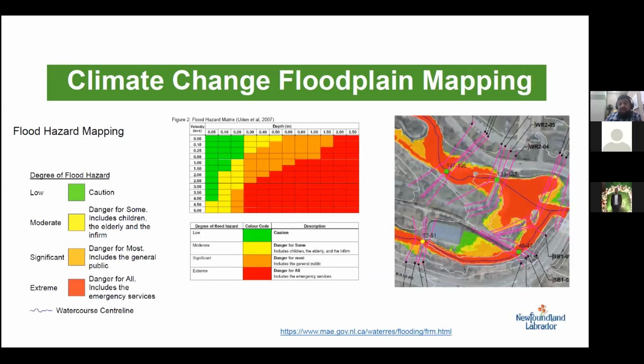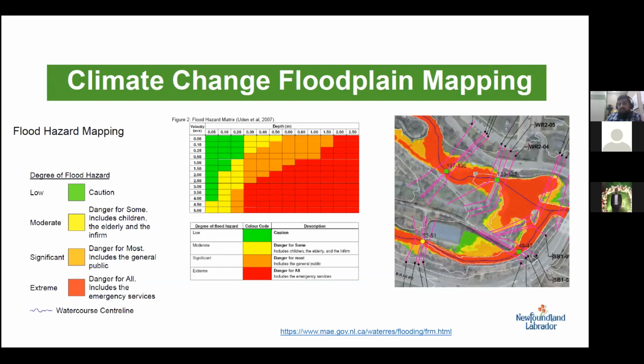Then we combine the depth mapping with the velocity profile using this hazard matrix. And now we create this product, which actually tells you if it's a green area, you have to use caution there. If it's yellow, it's moderate hazard. It's dangerous for some, like children and the elderly and infirm. If it's orange, it's dangerous for most of the public. And if it's red, it's dangerous for everyone, including first responders.